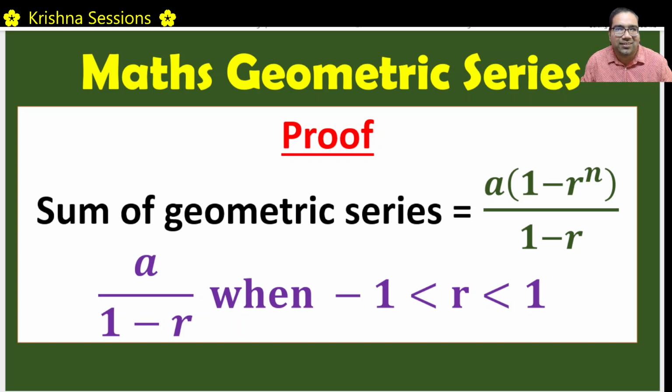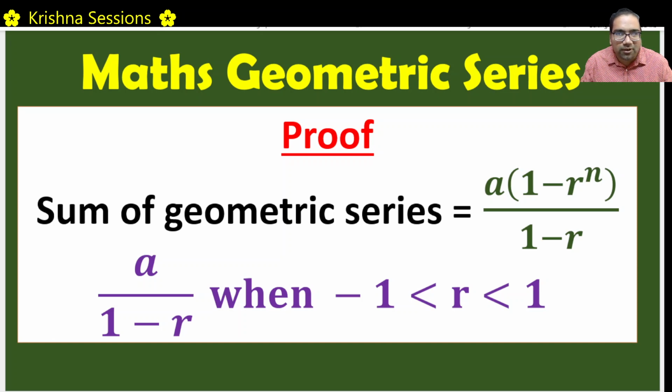Good morning, friends. In this session, we'll learn about the proof of geometric series. We all know the sum of a geometric series when there are n terms, the ratio is r and the first term is a. The sum is a into 1 minus r power n by 1 minus r.